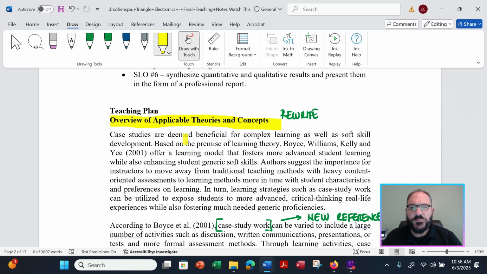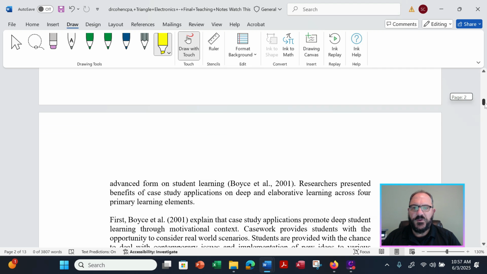So notice here they say the premise of learning theory. So you're going to have to find something a little bit different to write about that suggests why we use case studies. And generally speaking, one of the best reasons is because it's something that actually happened. So now you're tying the theory to an actual real life development. And that's important for students because a lot of times it just seems like theory, okay? All right, so you're going to have to find a new reference for that, okay?